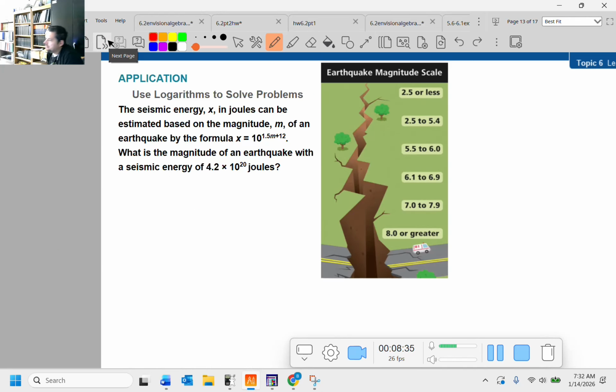All right, use logarithms to solve problems. The seismic energy x in joules can be estimated based on the magnitude m of an earthquake by the formula x equals 10 raised to the 1.5 m plus 12. These earthquakes follow a logarithmic scale. What is the magnitude of an earthquake with a seismic energy of 4.2 times 10 to the 20th joules? So they're telling you that seismic energy is x. So that's going to go in place of this one. 4.2 times 10 to the 20th is 10 to the 1.5 m plus 12.